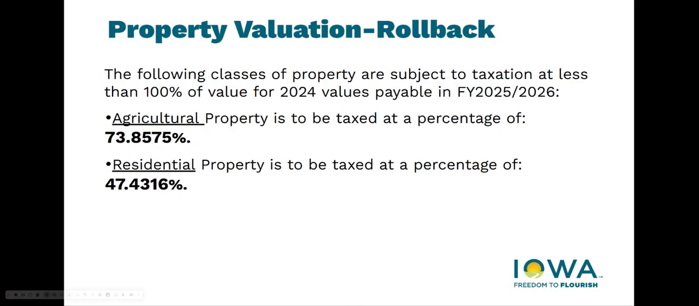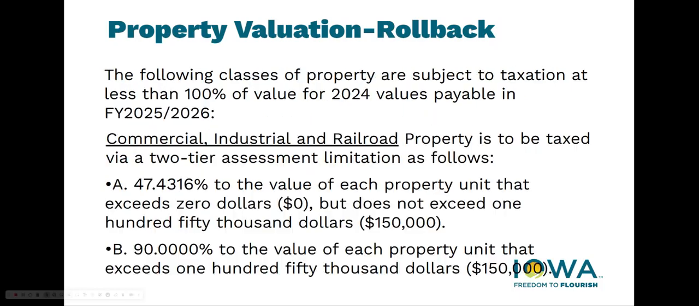So for residential and agricultural property for fiscal year 2025-2026, ag property is taxed at a percentage of 73.8575. So it's taxed at a little less than 75% of its determined value. And residential property is taxed at a percentage of 47.4316% of its value. So about half of its assessed value or market value is actually taxed or has that tax rate applied to it at the end of the day on your tax statements.